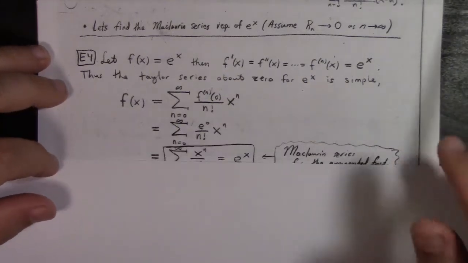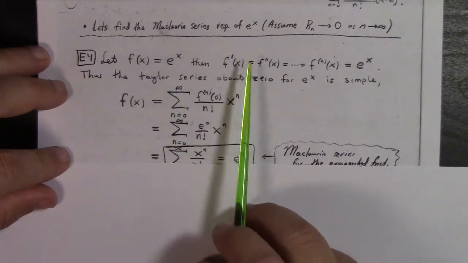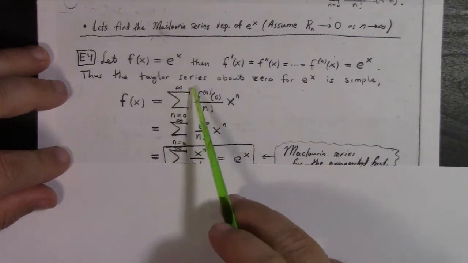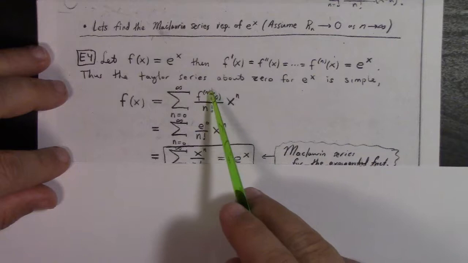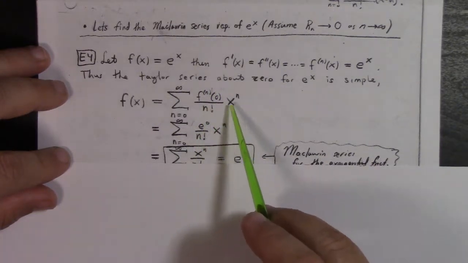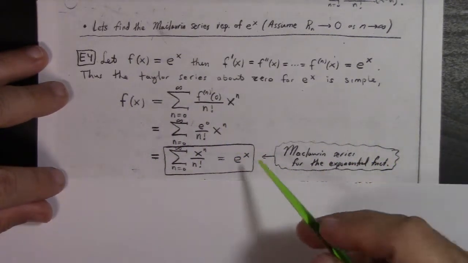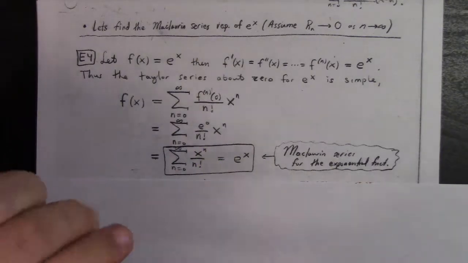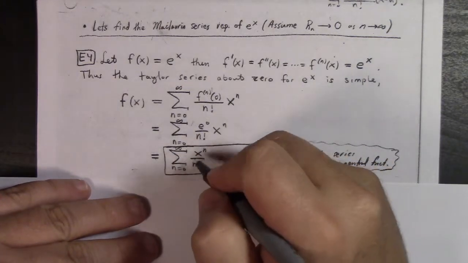So here's such a calculation. Let's look at f of x equals e to the x. Then you can calculate that derivatives of all orders are just e to the x. So the Taylor series about 0 for e to the x is pretty simple to calculate. It's just the nth derivative at 0, which is e to the 0, which is 1, divided by n factorial by Taylor's theorem. And so there you go. The Taylor series expansion for the exponential is the sum of x to the n over n factorial, n equals 0 to infinity. That is, of course, the Maclaurin series for the exponential.